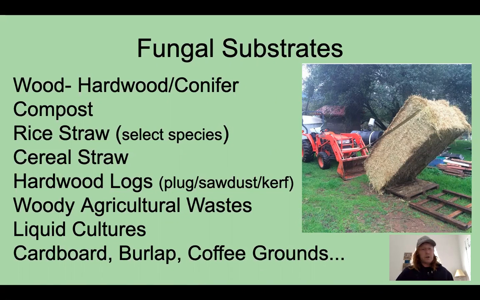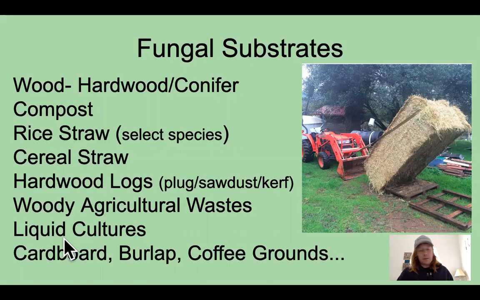But you can also use sawdust. You can cut kerfs with your chainsaw and pack them with sawdust. And there's different ways that we can get mushrooms to grow on logs, which is kind of a perennial method of growing mushrooms. And then a whole host of woody agricultural wastes, everything from cotton waste to corn stalks, corn cobs. A lot of research has been done in terms of how to convert agricultural wastes into mushrooms.